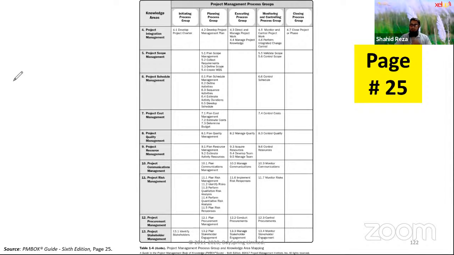So we have seen that every project follows a pattern. What pattern? In initiation, we have to do some work, some activities, and get some approval. Then we do the planning, then execution, then monitoring and controlling, and finally closing. This is the pattern that every project follows.